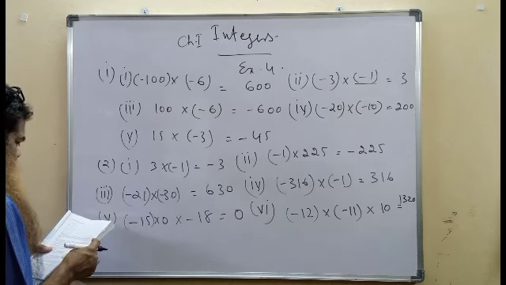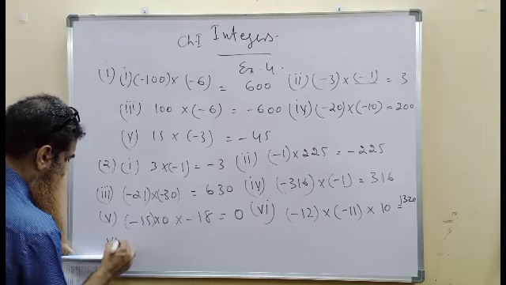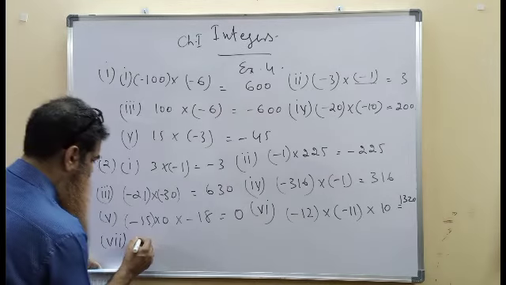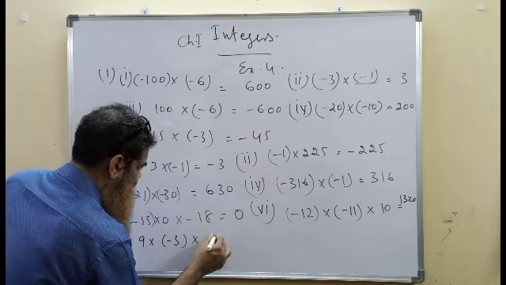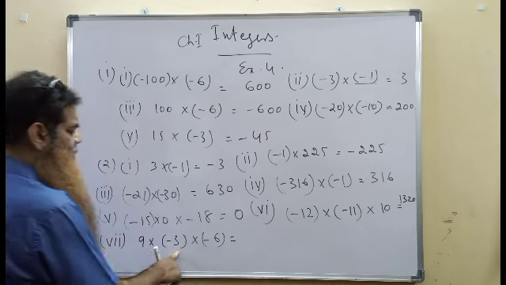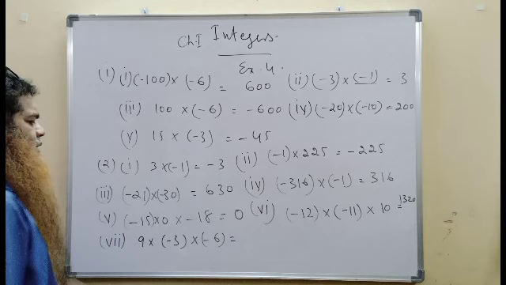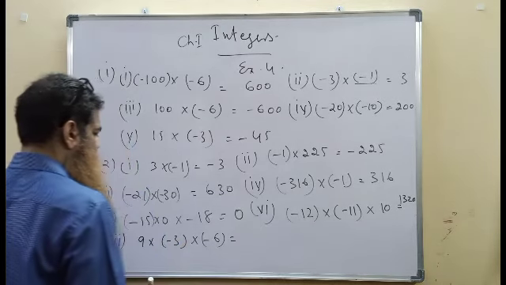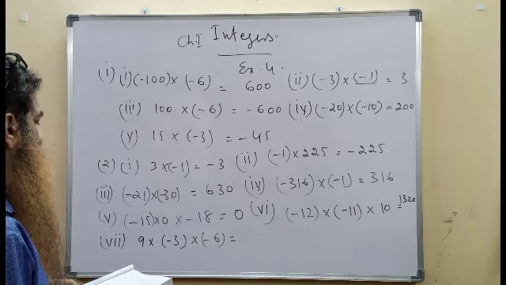Then seventh bit, 9 into minus 3 into minus 6. 9 into minus 3 is minus 27. Minus 27 into minus 6. Minus into minus is plus. We get a positive integer. 27 into 6. 6 twenties are 120. 6 sevens are 42.